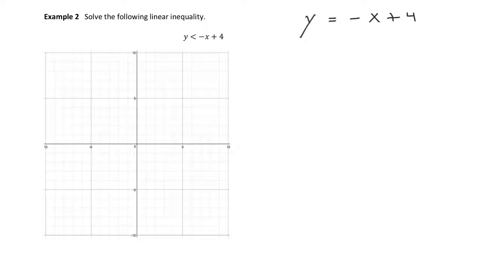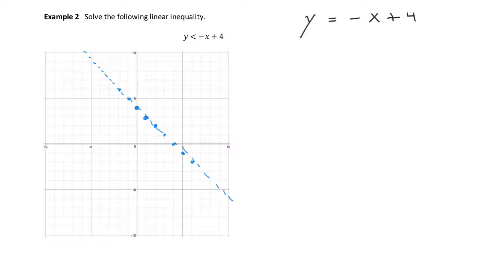So to graph negative x plus 4, 4 is the y-intercept. I know the slope is negative 1, so if you want to list a bunch of points, it has to be all of these. To indicate that the line is the barrier, I'm just not using it. I'm going to continue to mark this with a dashed line. So there's my barrier. I want to choose either side of it, but I don't want to include the line itself.